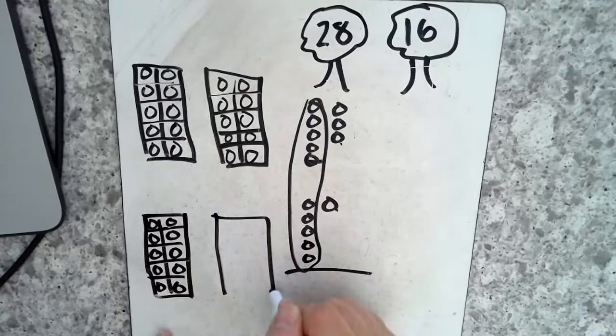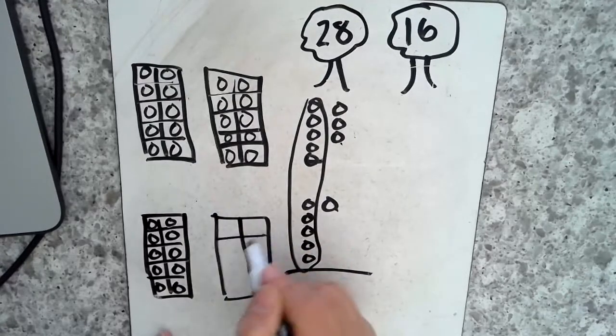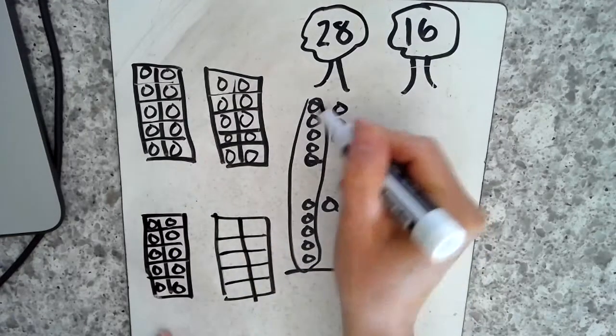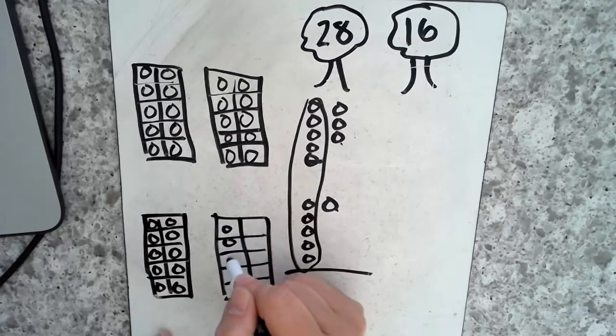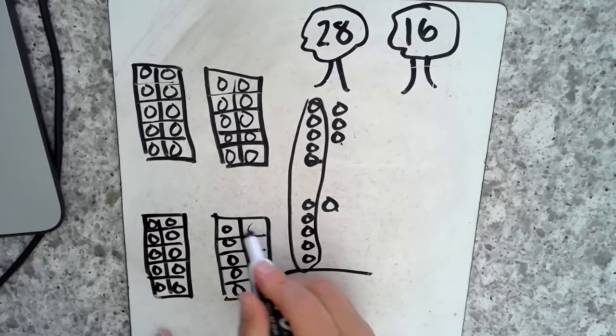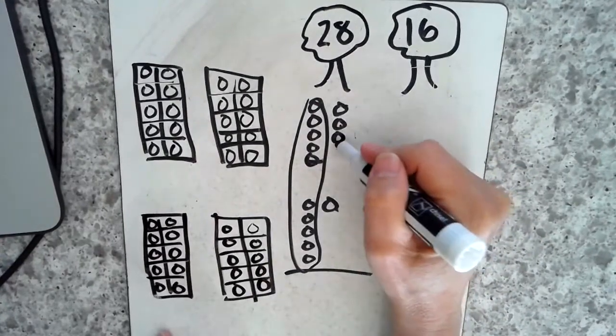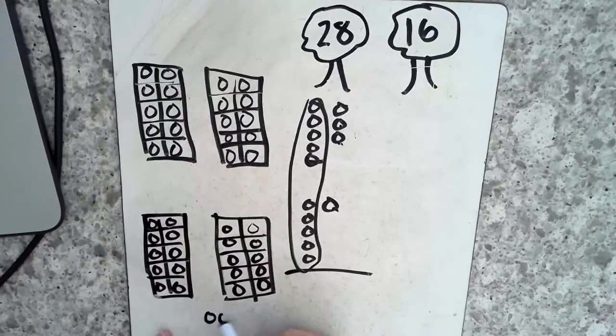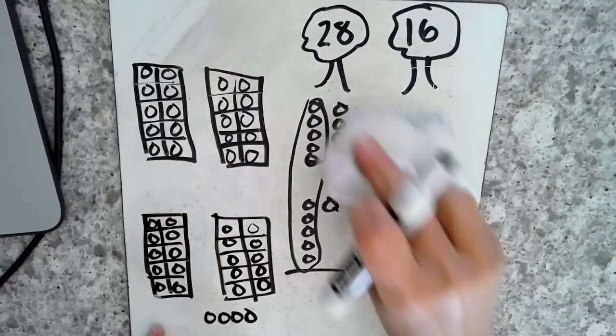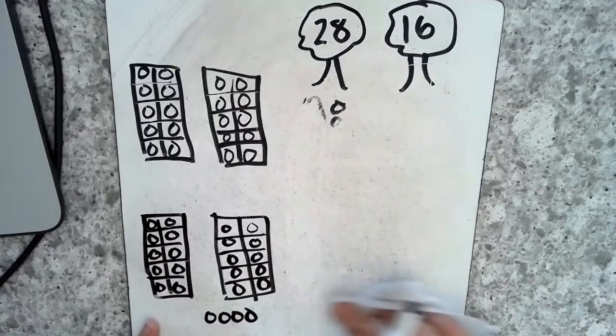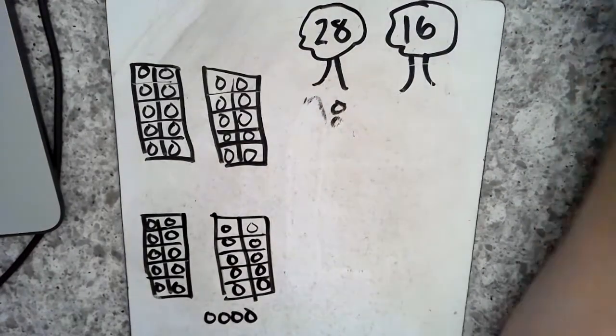So I'm going to draw another box over here. And I'm going to move these over. 1, 2, 3, 4, 5, 6, 7, 8, 9, 10. And then I have 1, 2, 3, 4. Actually, I'm just going to put these down here so we don't forget about them, right? So now I've packed up all that can be packed up.